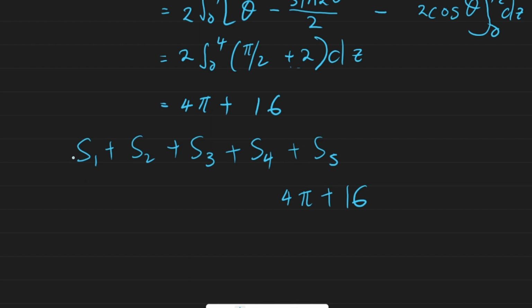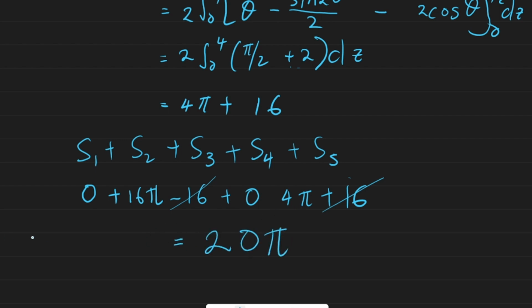So S1 was 0. S2 was 16 pi. S3 was minus 16. And S4 was 0. So if we add up these things, minus 16 and 16 gives us 0. 16 pi and 4 pi gives us 20 pi. So the integral along the surface of f dot dS gave us 20 pi, right?